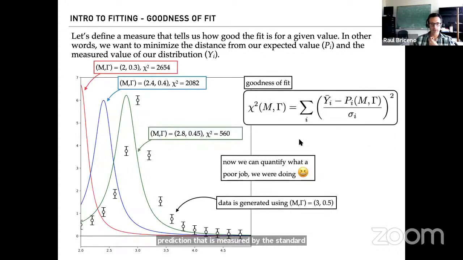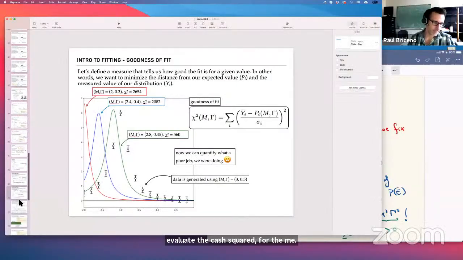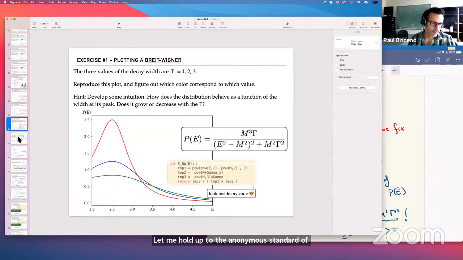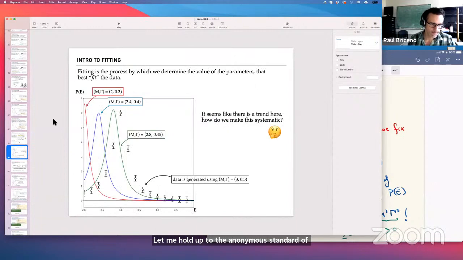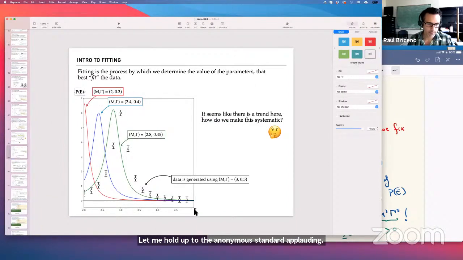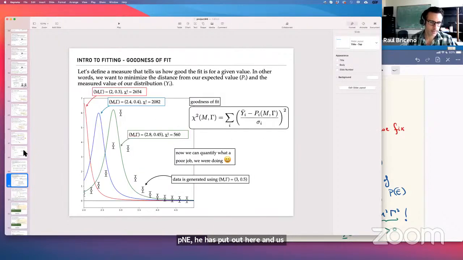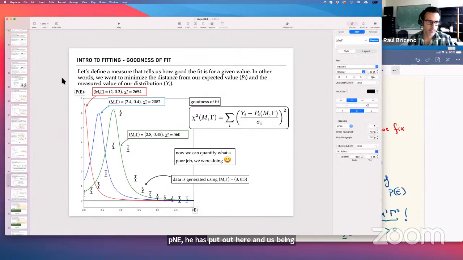And so now what I can do is, for my guesses, evaluate the chi-squared. Let me hold up to the standard of plotting. I'm gonna have PE and E. Let's put it over here. Put it there. Good. Don't have it here. I do now.